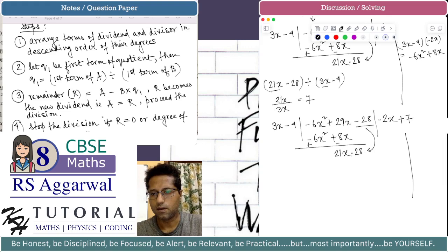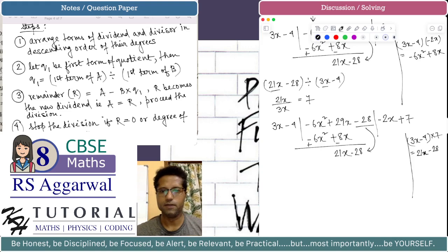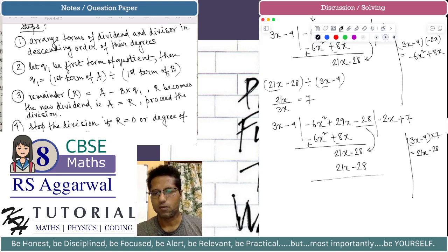So as a side note, you can find the product of the divisor and 7. This is equal to 21x minus 28. So this has to be subtracted from the current dividend, which is 21x minus 28. You have to subtract. Now the sign will change. 21x, the sign was positive, it will become negative, and minus 28, its sign will change, it will become positive.